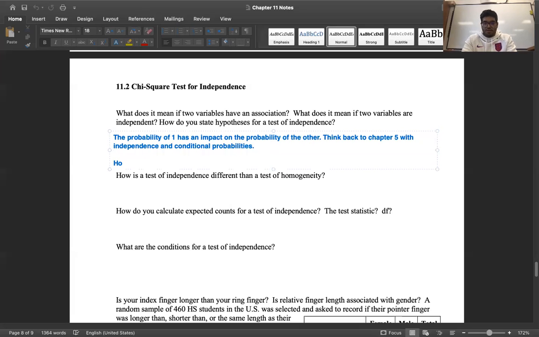So that leads to what our hypotheses are going to be. Well, we have H0, which is where there's no association. That's your baseline. And then you have HA, which is that there is an association.